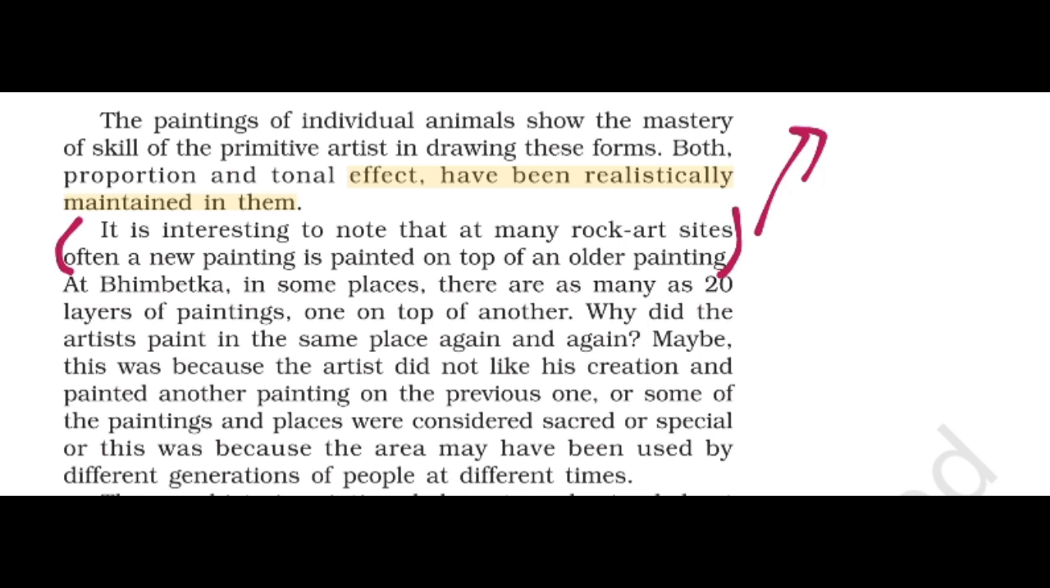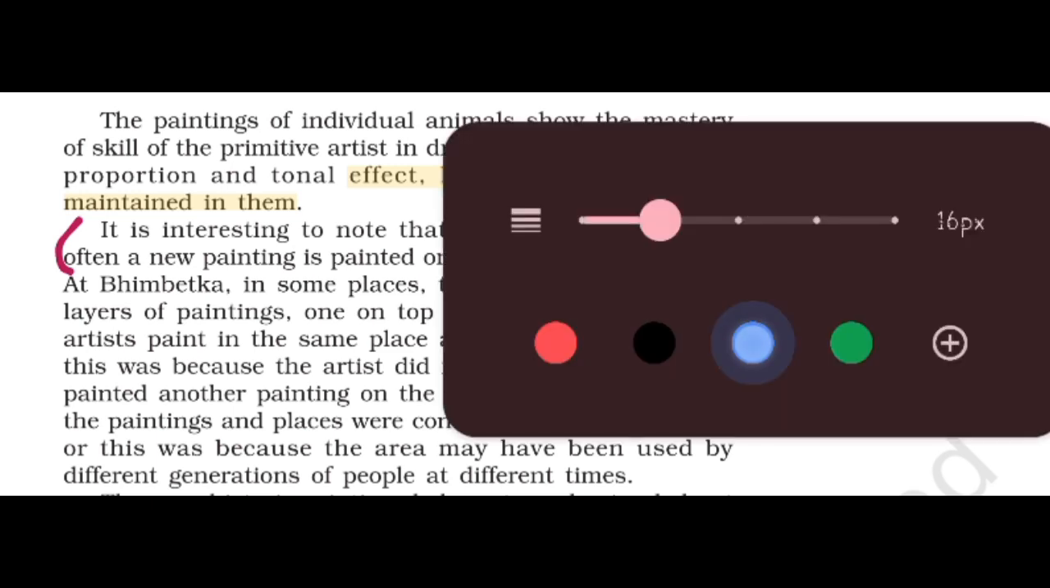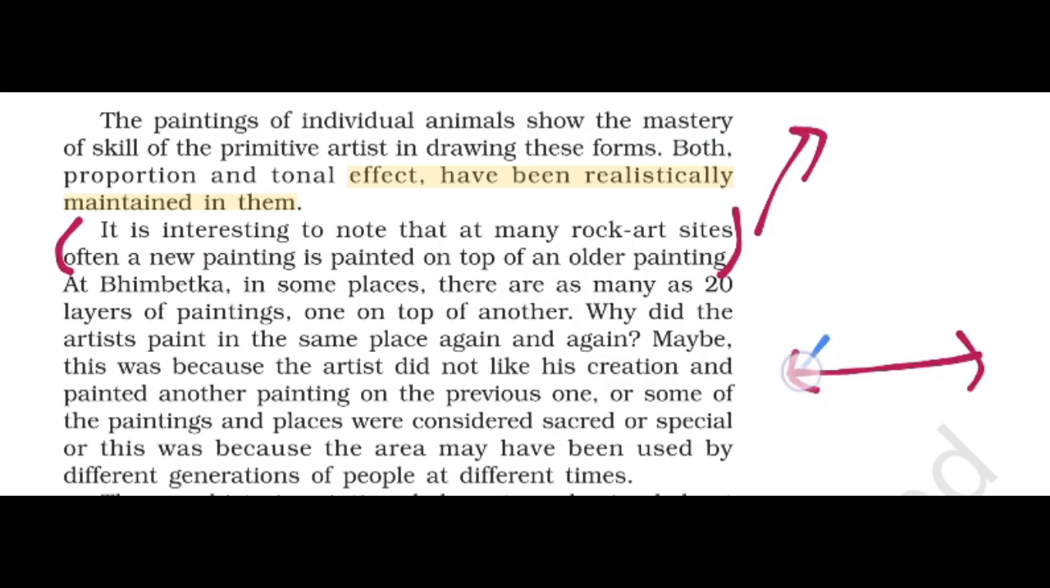At Bhimbetka, in some places, there are as many as 20 layers of paintings. They used to draw one painting, and over that they used to think, no, it's not good. Then again with a different color they used to draw it. With this, they made so many layers. And how many layers are found? 20 layers of painting, one on top of another.